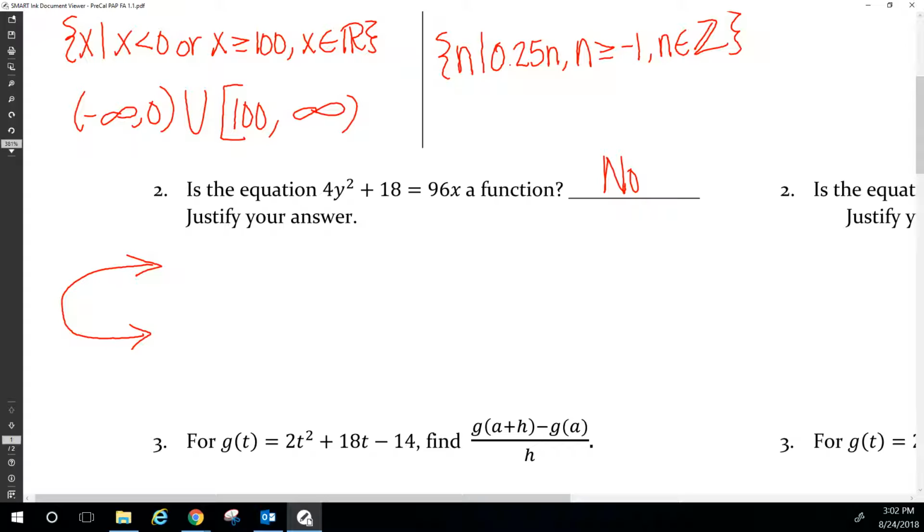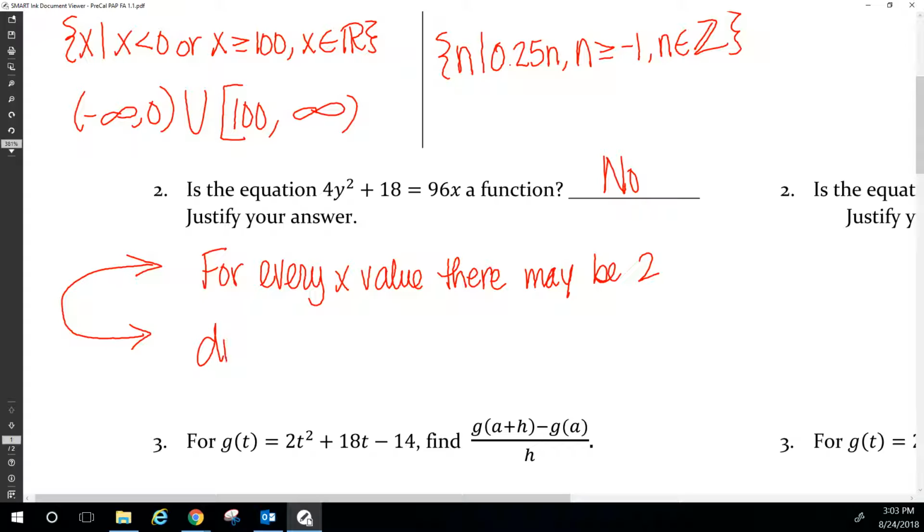So it's no. I guess I shouldn't write "because," since that's not a complete sentence. So for every x value, there may be 2 different y values.